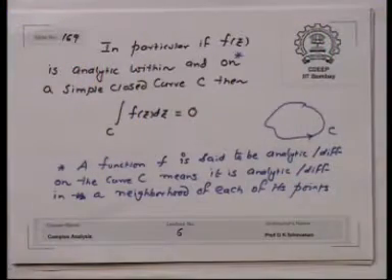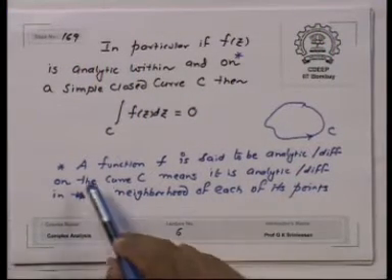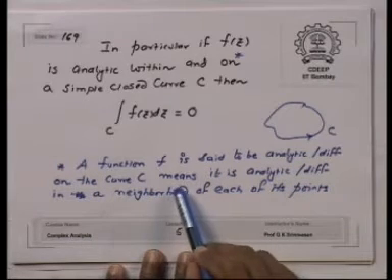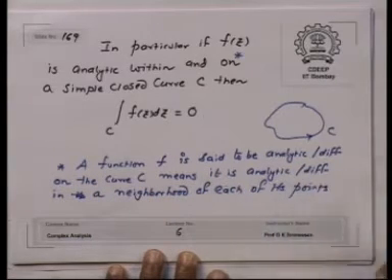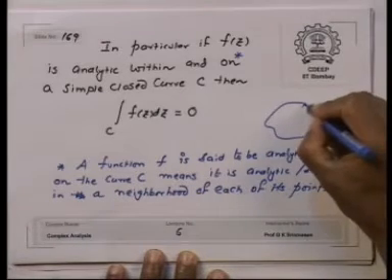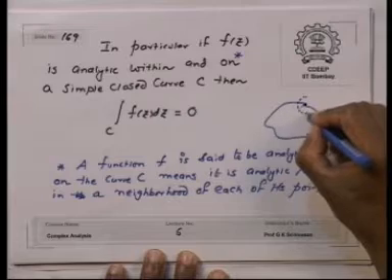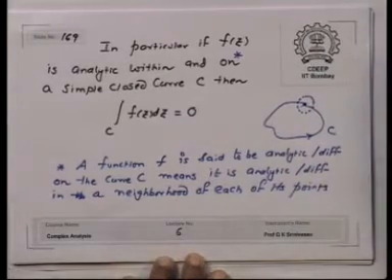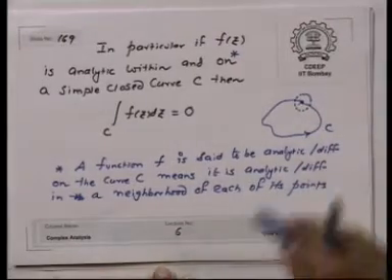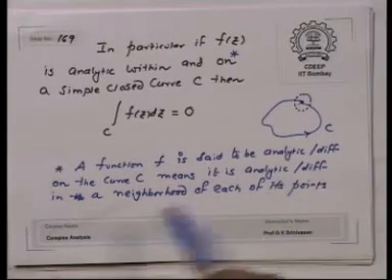In particular, if f(z) is analytic within and on a simple closed curve, I spelled out what we mean. A function f is said to be analytic or differentiable on the curve C means it is analytic or, respectively, differentiable in a neighborhood of each of its points. So you take a point on the boundary, in a neighborhood of this point, the function should be defined and analytic. So this should happen for each of the boundary points. That's the meaning of saying that the function is analytic on the curve.